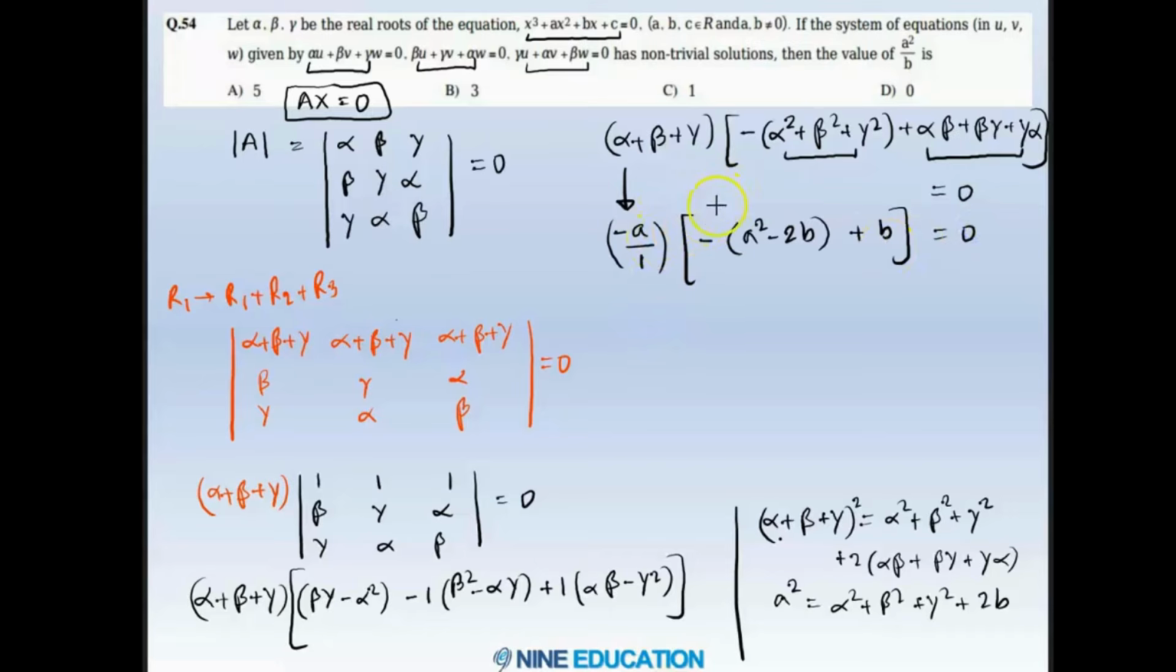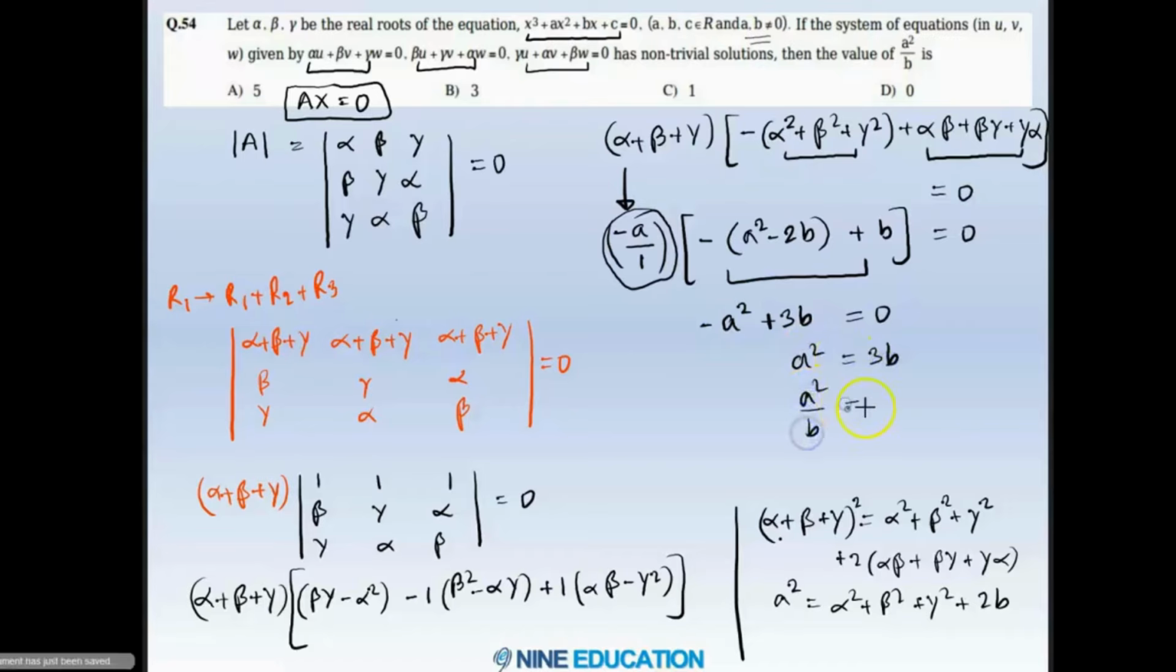So now we have the values. If you observe, a comma b should not be equal to 0, so this outside term cannot be equal to 0, which basically means I have to make this second bracket equal to 0. So this is minus a square and minus minus, plus 3b. Overall I will be getting minus a square plus 3b equal to 0. So a square is equal to 3b, so we have a square by b as 3, which is option B.